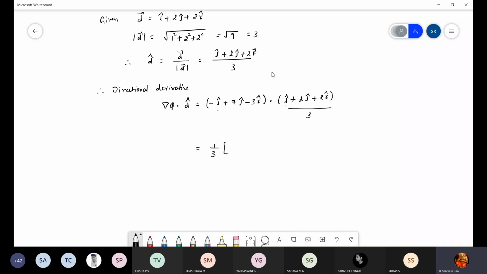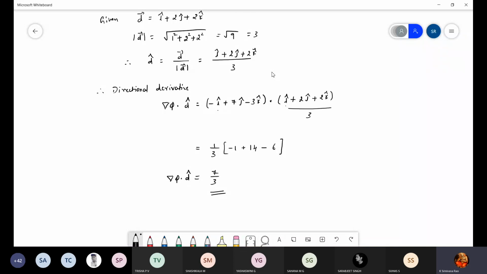So what will you get? Minus i, that is minus 1 into 1 is minus 1, plus into plus is plus, 7 twos are 14, then minus into plus is minus, 3 twos are 6. Okay, it should be very perfect in the dot product. No ijk should be written. If you write ijk, your answer is completely wrong. You lose the marks. So what is the final answer? 7 by 3. 7/3. Very good. So this is directional derivative grad phi dot d cap.